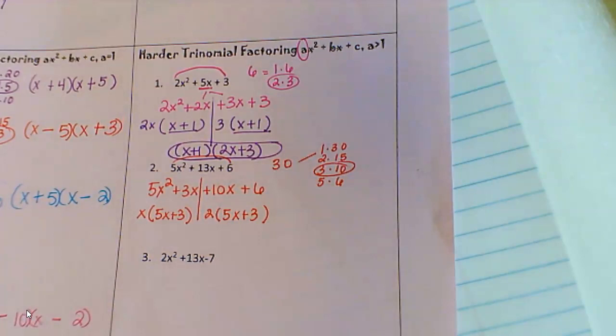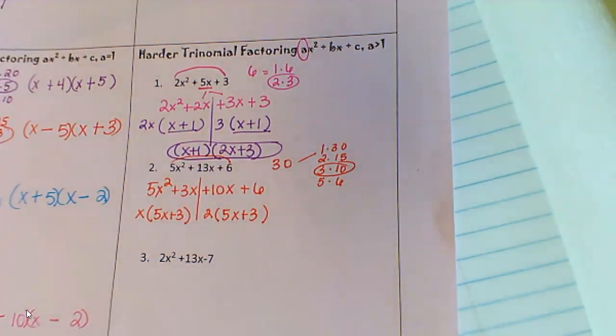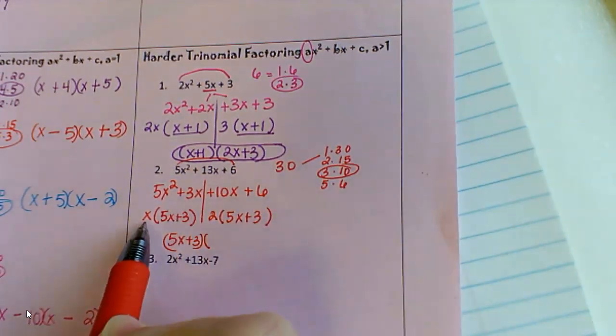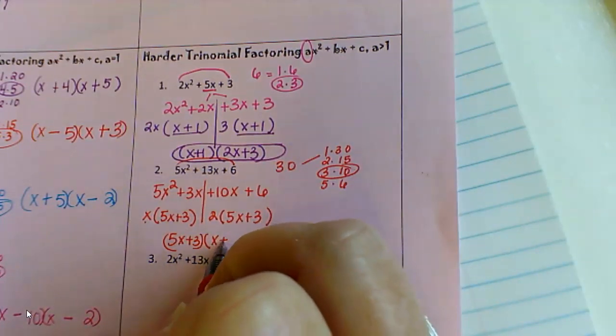Oh, good. Looks like I did something right because I got 5x plus 3 in both of them. That's part of your answer. 5x plus 3 is the first part. And then the second part is the x and the 2.